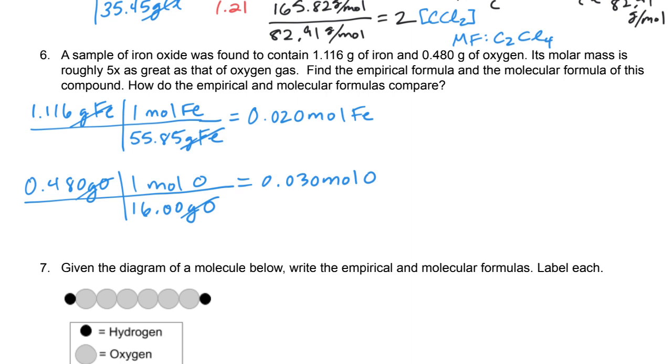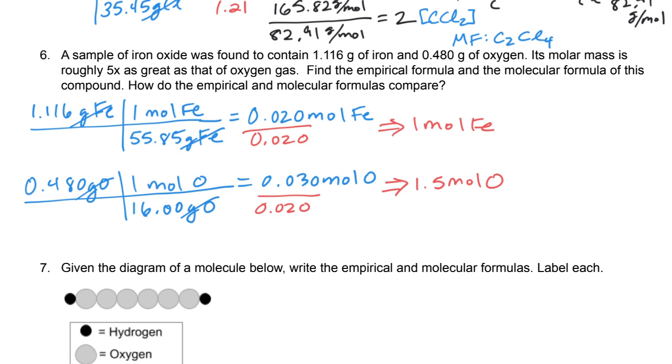So we will divide to find the mole ratio by the smallest number, which in this case is the iron number. So we'll divide by 0.020. And that will get us 1 mole of iron, but we get 1.5 moles of oxygen. Now we can't round that because it's not close to a whole number. You're only allowed to round it when it's close to a whole number.